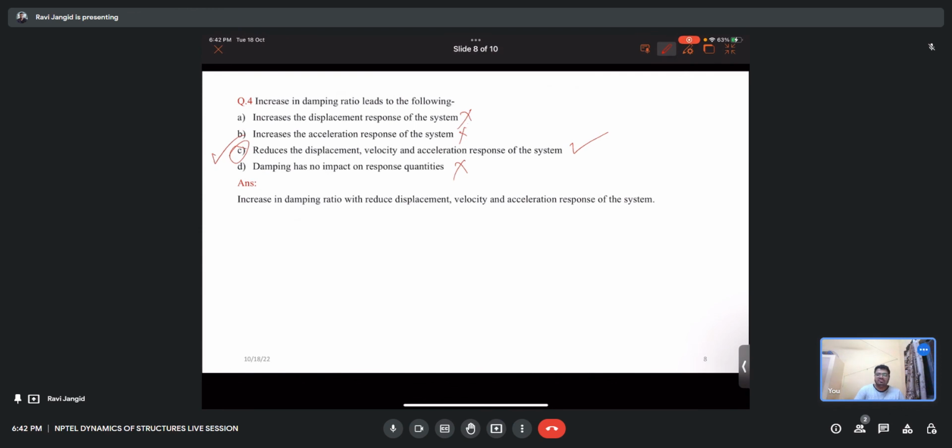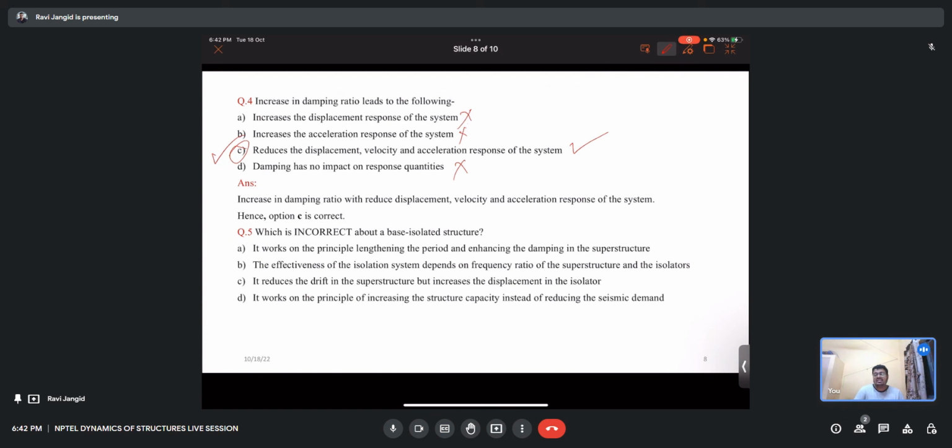Now coming to question 5, in which we have: what is the incorrect statement about the base isolated structure? First statement: it works on the principle of lengthening of the period and enhancing the damping in the superstructure. Yes, it is correct. We have studied in the first question that it works on the lengthening of the period and increasing the damping of the structure.